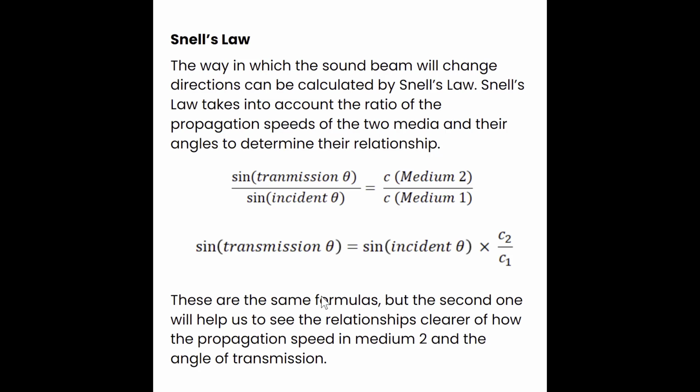Now again, if you're looking at this and thinking, what am I supposed to do with this formula now? Do I have to use this? Do I have to memorize this? No, you don't. But again, we're going to use this formula to help us see the relationships of how the mediums can change the angle of transmission. We will see that when we increase the speed of medium 2, that it is going to increase the transmission angle. If we decrease the speed of medium 2 compared to medium 1, then we decrease the transmission angle.